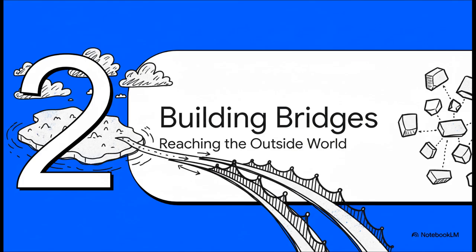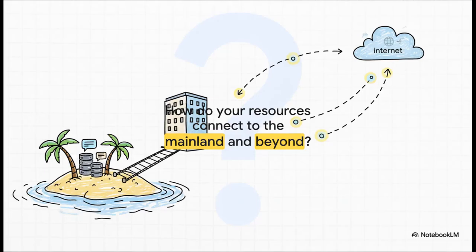All right, so communication on the island is sorted. That's great. But an island that's totally isolated isn't all that useful, right? So now we need to talk about building some bridges to the outside world. Which leads to the next big question. Your resources can all chat happily on their private island, but how in the world do they connect to the mainland, meaning your physical office, and even beyond that, to the rest of the internet?